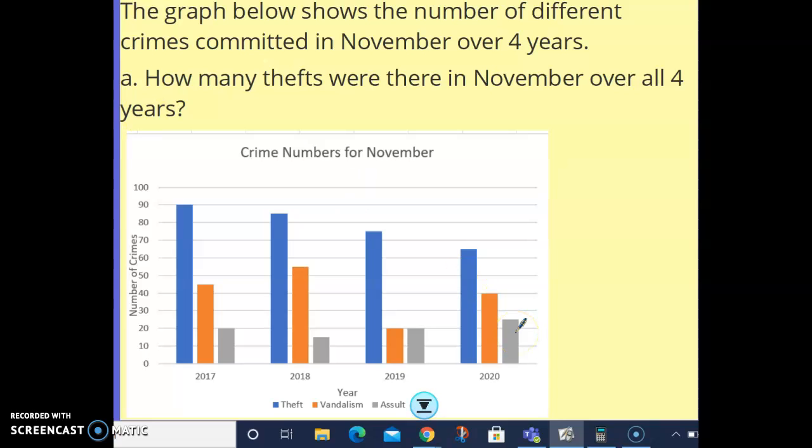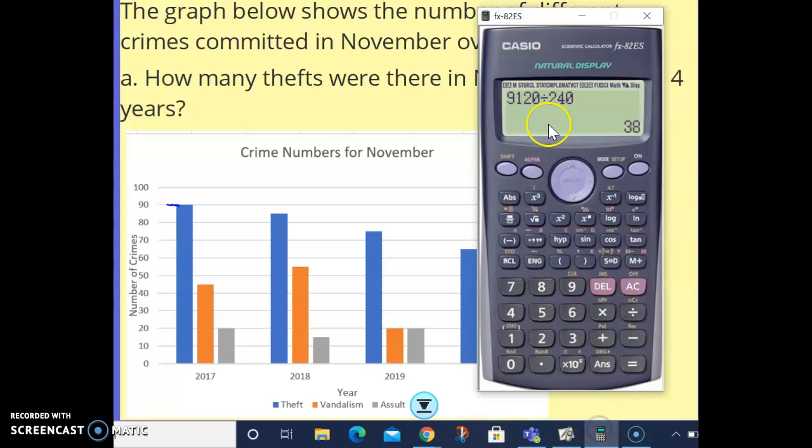The graph below shows the number of different crimes committed in November over 4 years. How many thefts were there in November over all 4 years? So the thefts are in blue. So we're just going to add them all up. So the first one is 90. Next one would be 85. 2019 would be 75. And 2020 would be 65. Add them up.